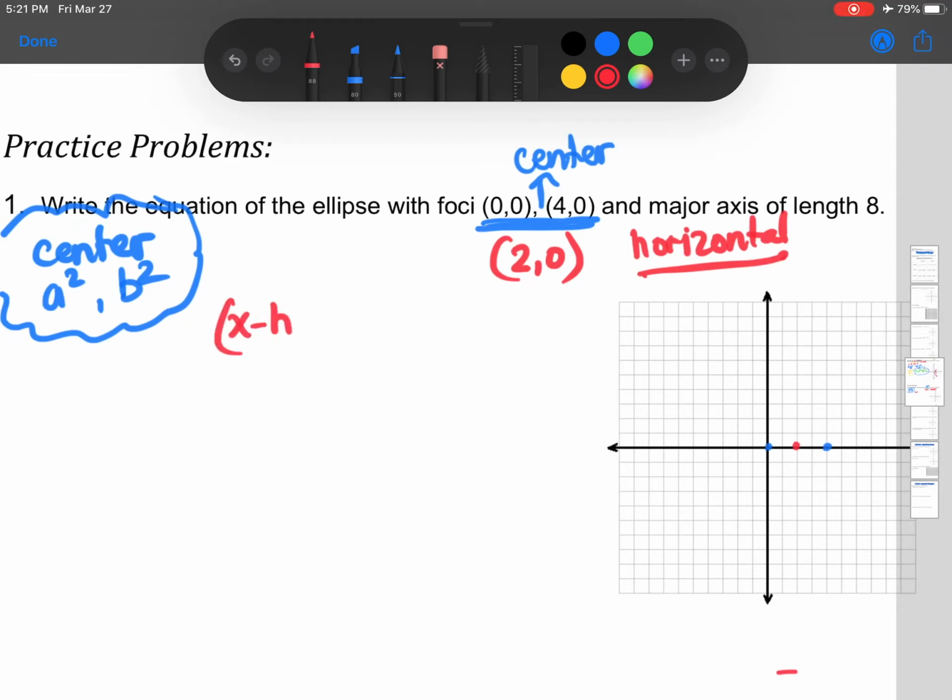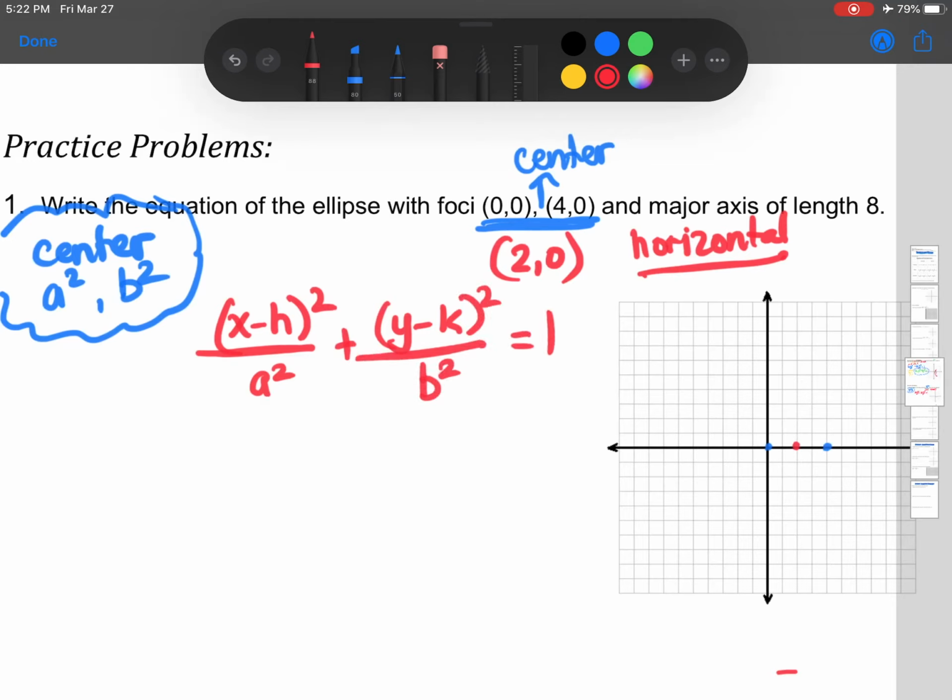So it would be what? (x minus h) squared over a squared, since it's horizontal, plus (y minus k) squared over b squared equals 1, right? We already know our h and k. We just found it to be 2, 0. So h comma k is this. Now we want to find our a squared and b squared. How do we find it?